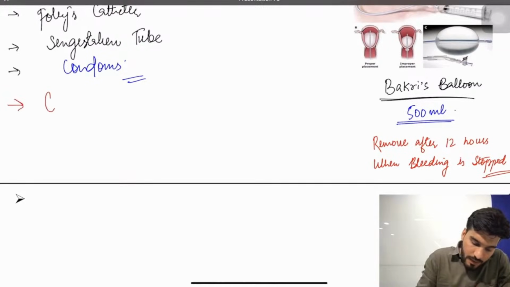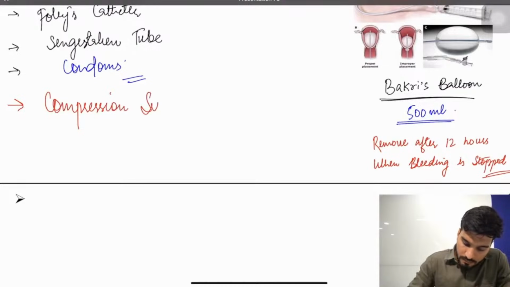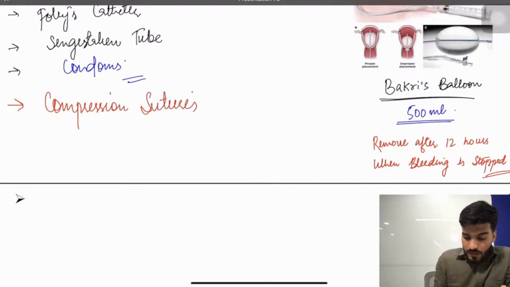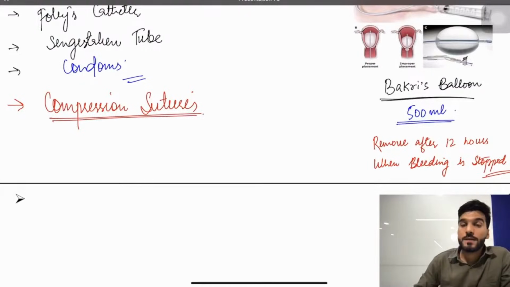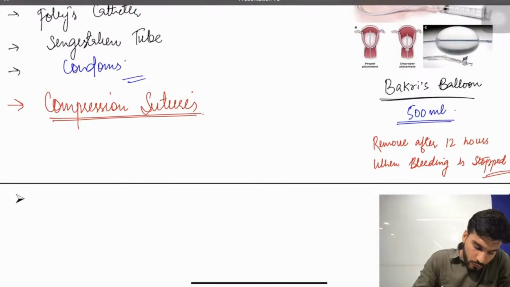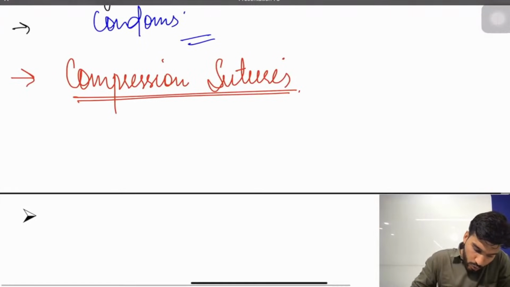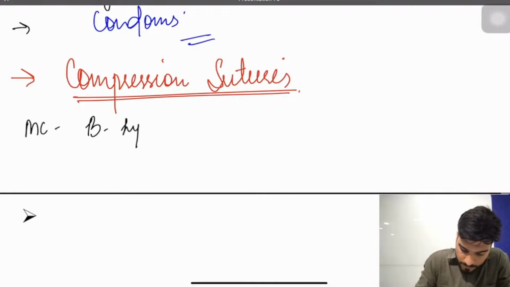Followed by that, sir, we are using compression sutures. Now what are the compression sutures we are using? We need to compress the uterus. We are using the most common type of suture, the B-Lynch suture.